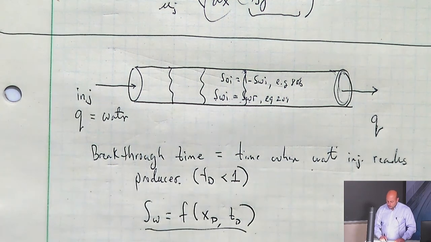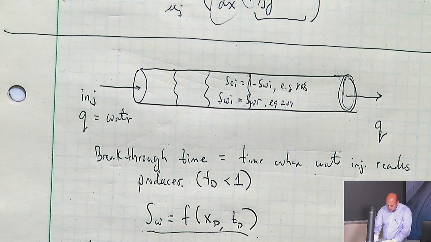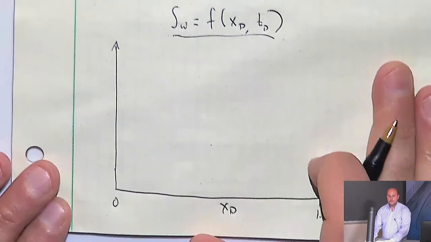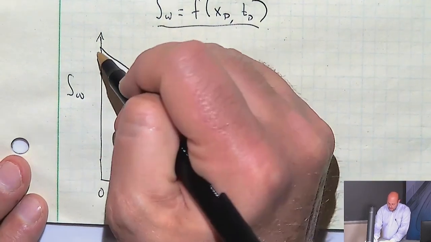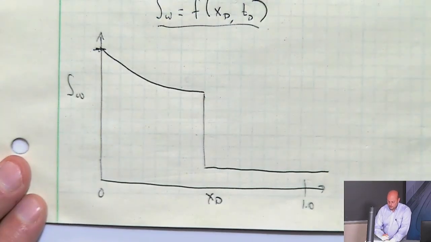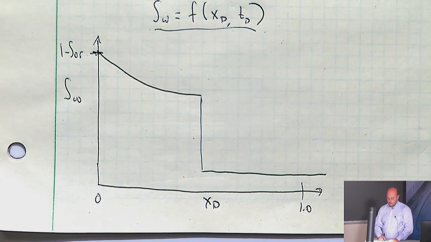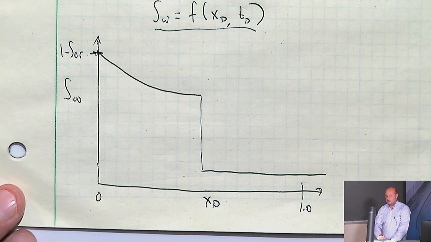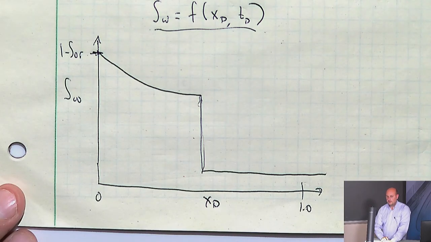But we'll also want to know what the water saturation is as a function of space and time. So at a given dimensionless time, if we were to plot 0 to xD of 1, and we had saturation, you'll probably get something that looks like this. The water saturation is high at the inlet because we're injecting water. It's not going to be 100%, though. It'll be 1 minus the residual oil saturation because you'll have that trapped oil there. The water saturation will decrease. And usually, except for very strange relative permeability curves, you're going to get this sudden drop-off, which we call a shock front.